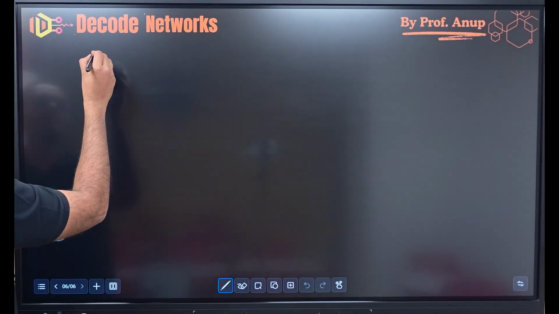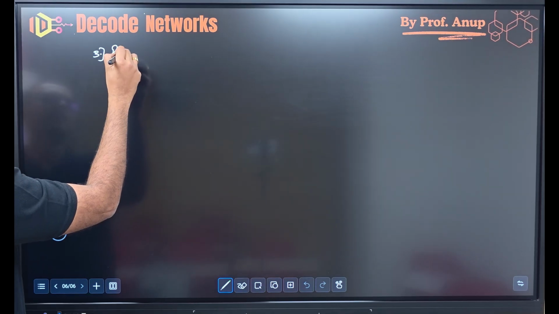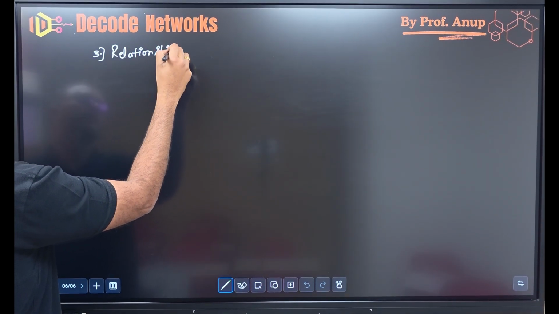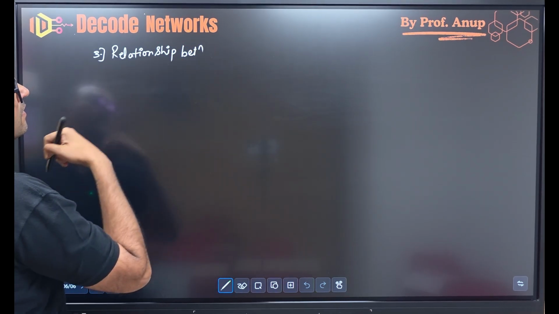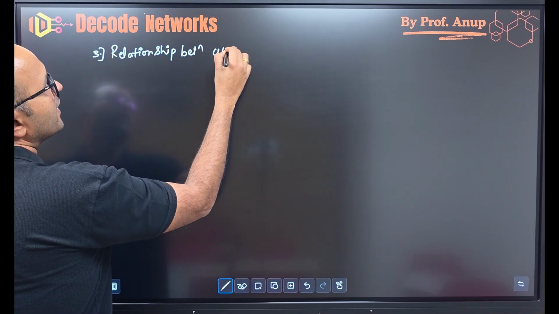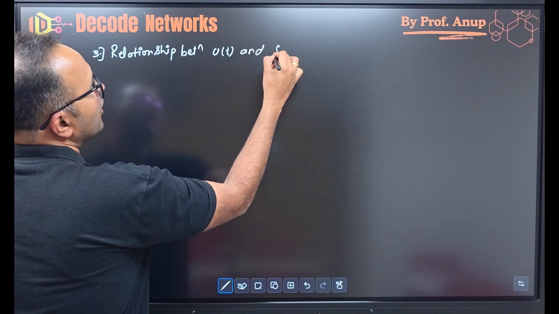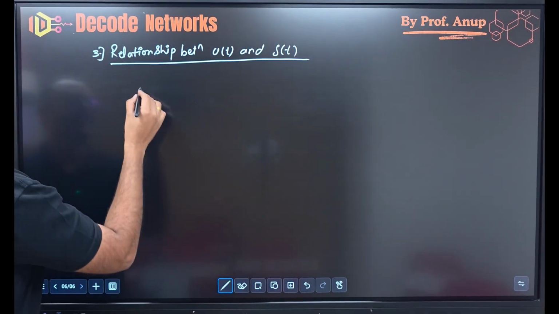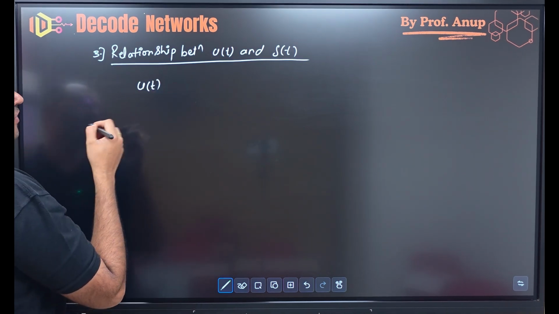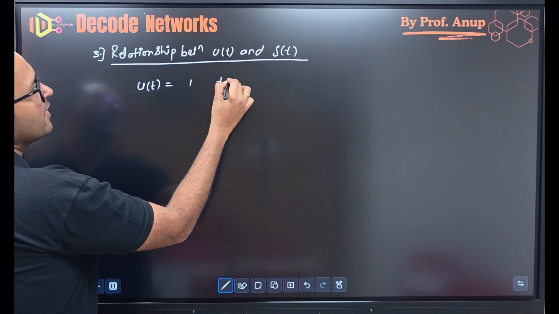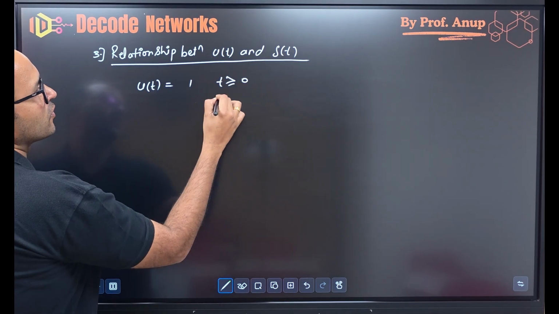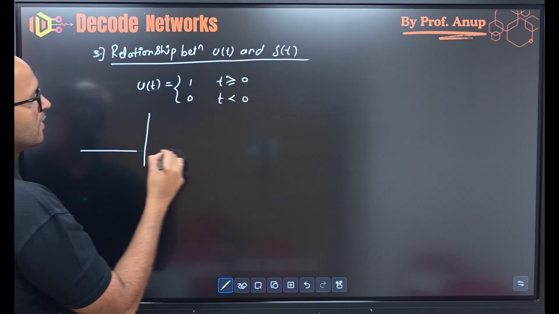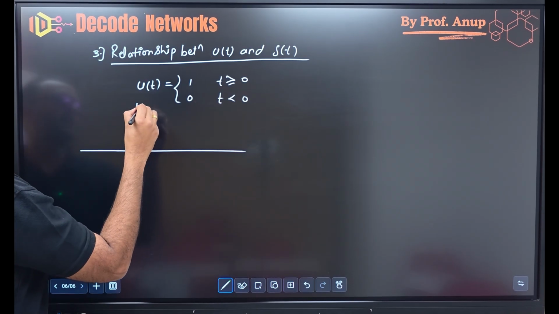Now, third, the relationship between U of t and del of t. Now, this is very interesting. Okay, check. I first mention U of t. What is U of t? U of t is one where t is greater than or equal to 0. For t less than 0, the signal is 0. Okay, let's draw U of t. This is U of t.